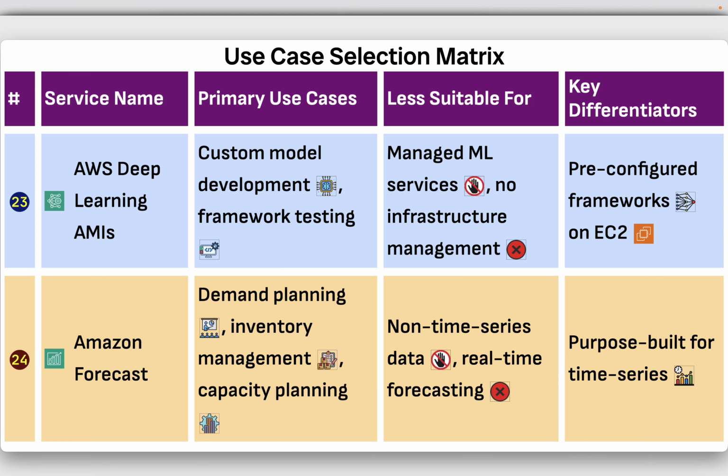Next service is Amazon Forecast. Primary use cases are demand planning, inventory management, and capacity planning. But it is less suitable for non-time series data or real-time forecasting. Key differentiators are it is purpose built for time series data.